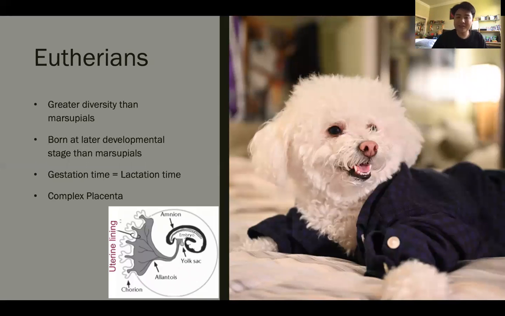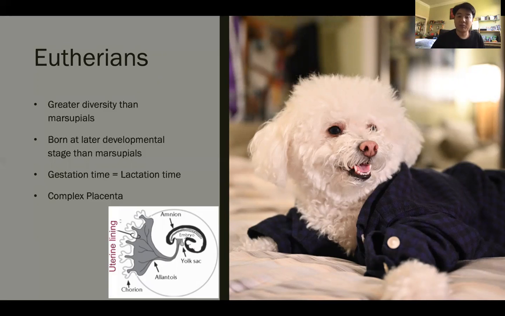So Eutherians are the most common and diverse mammals on the planet today. My dog, Yuka, here, she is a Eutherian. We're Eutherians. They have a greater diversity over marsupials, like I said before. They're born at later developmental stages, so they come out looking a lot prettier. And the gestation time and lactation time are about the same.